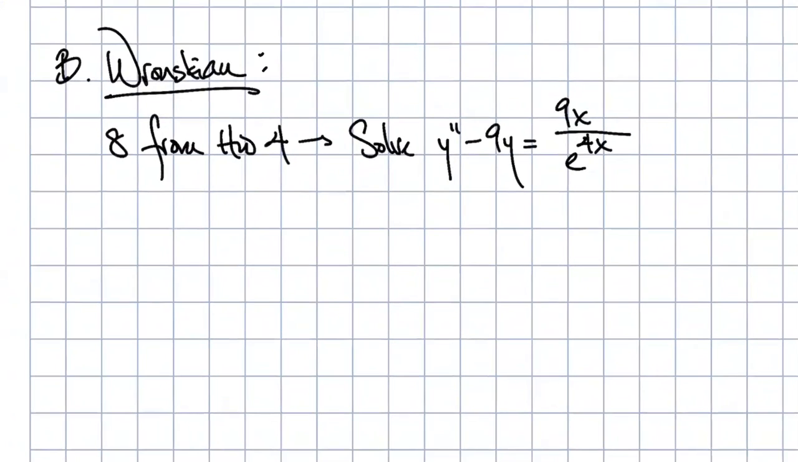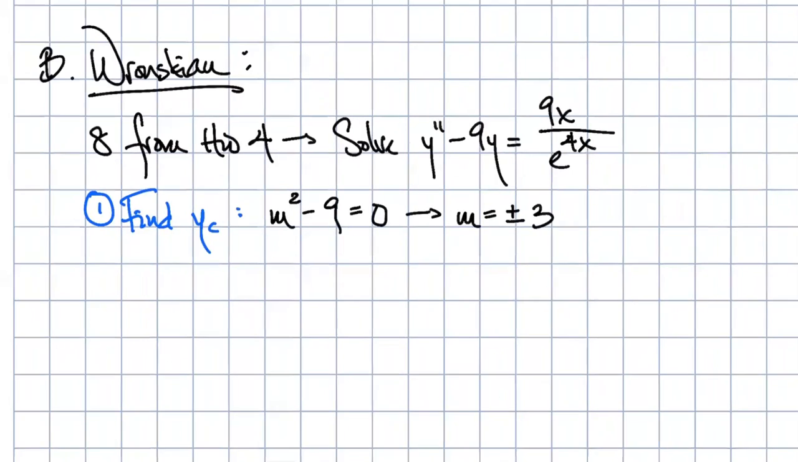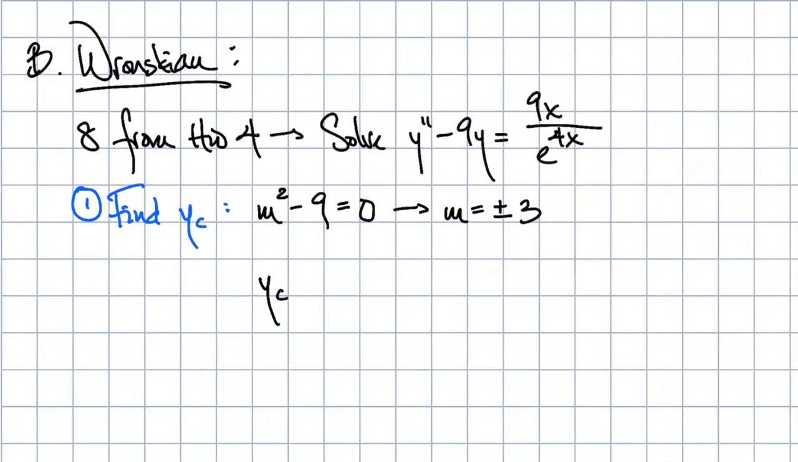So if we follow the methods from the notes, then we would start by finding that y sub c, right? And so we're looking primarily at that first side. We could say m squared minus 9 equals 0. So m equals plus or minus 3, if we solve for m. And so that means that our y sub c equals c1 e to the negative 3x plus c2 e to the positive 3x.